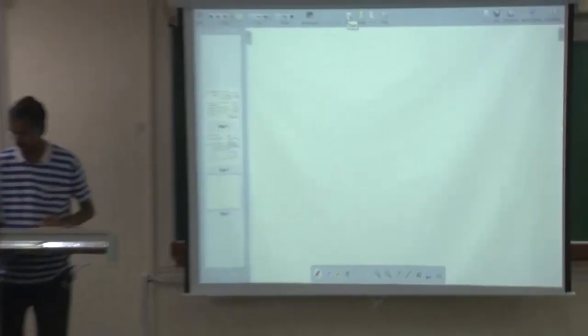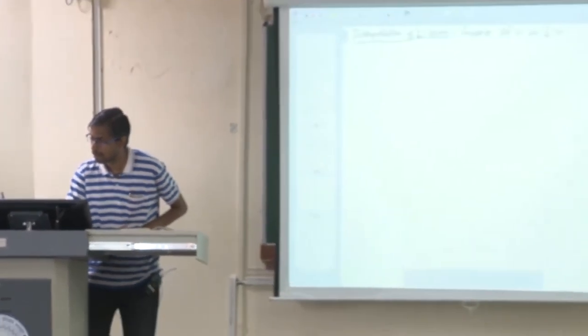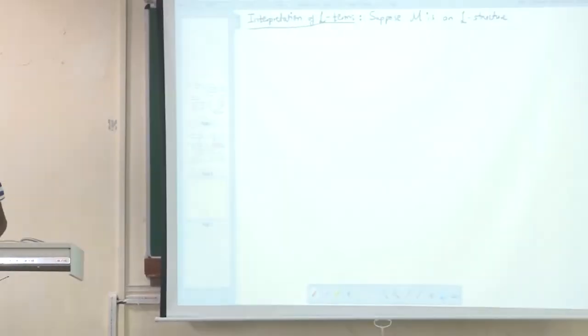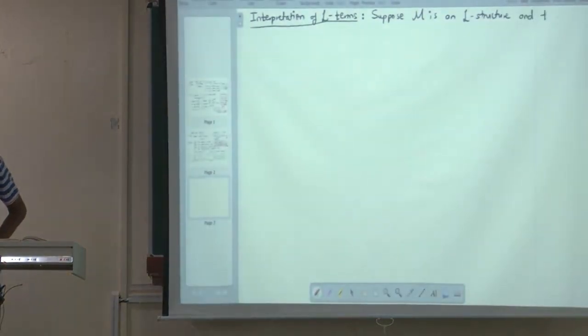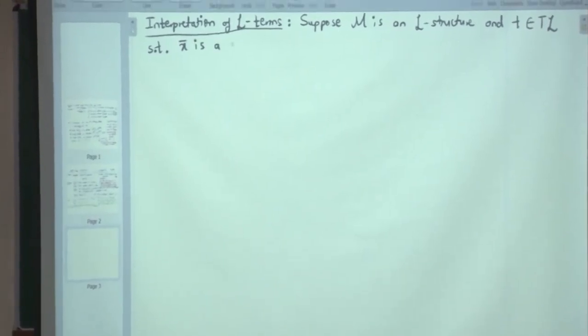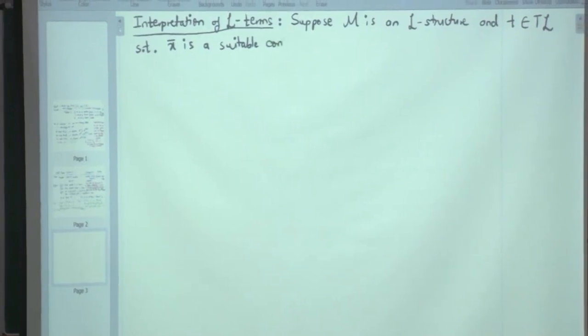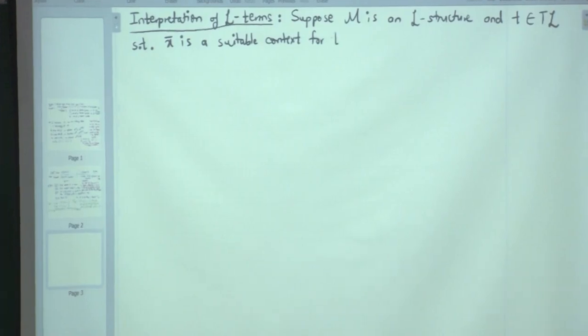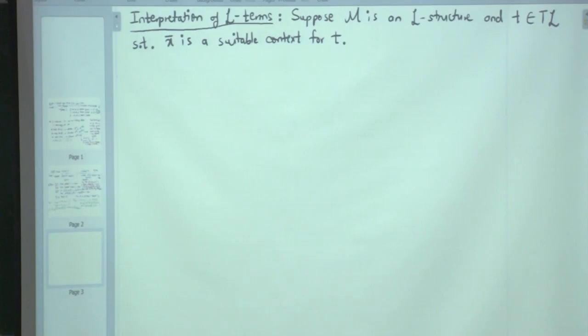So let us write down these things. Suppose M is an L structure, and T belongs to TL such that x bar is a suitable context for T. Yeah, what does that mean? We will write T x bar.